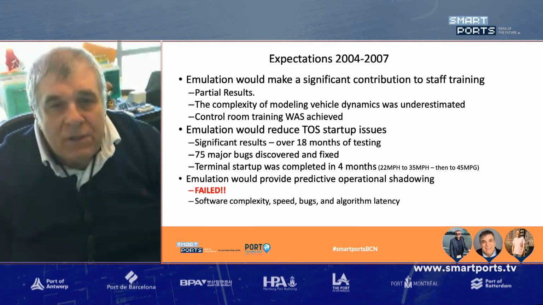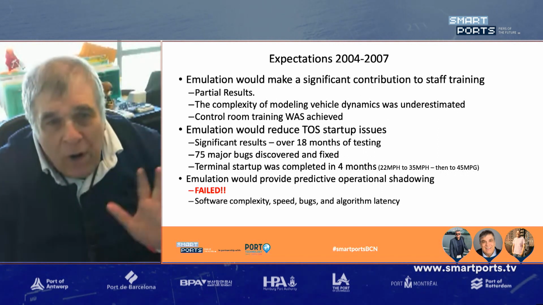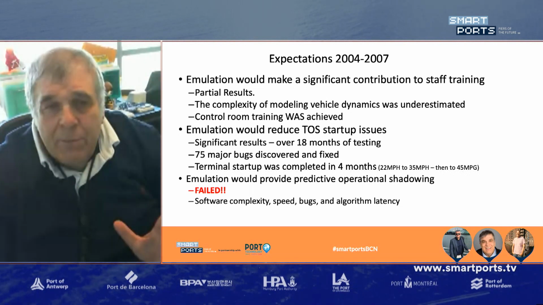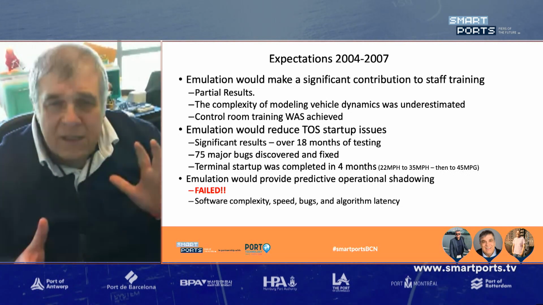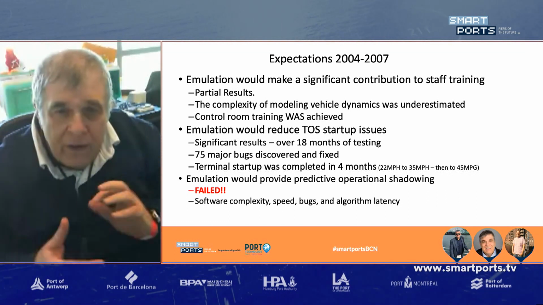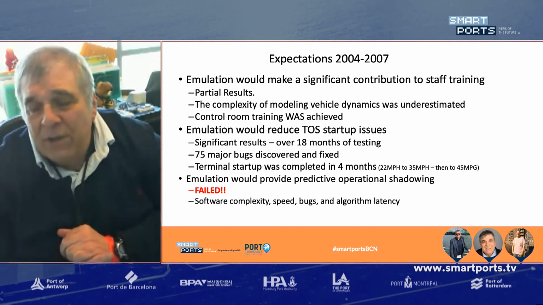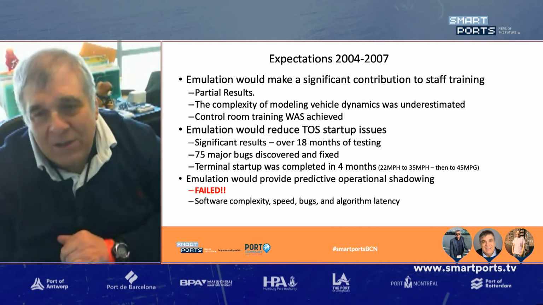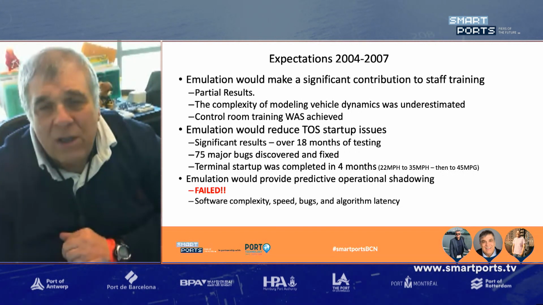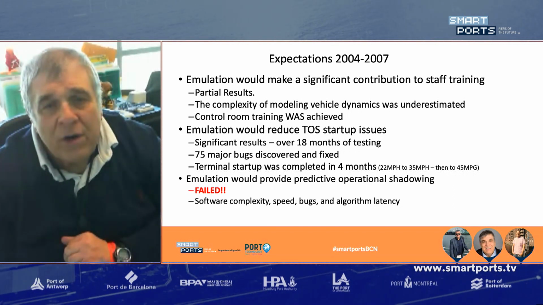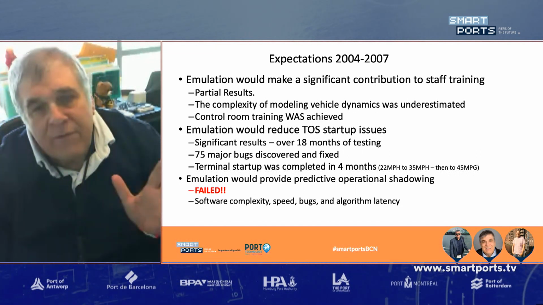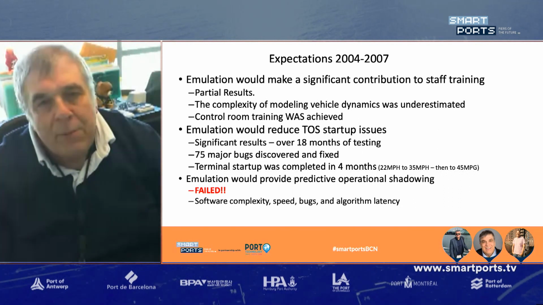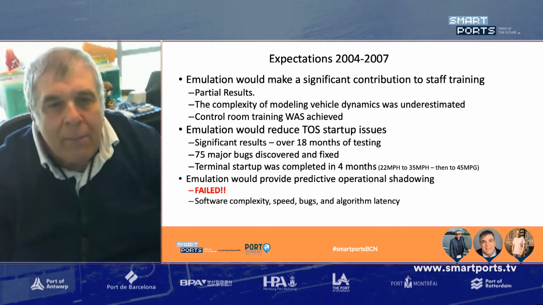So what happened in 2004 to 2007? What were our expectations? That we would make a significant contribution to staff training. We did partially. The model of testing vehicles and driving vehicles was drastically underestimated. Remember, this was in 2007 now, and we didn't have Xbox, and we didn't have virtual reality goggles and all this kind of stuff. And so some of that in the early days just didn't match up to what we needed to have in order to make this effective. We did, however, achieve a very good level of control room training so we could simulate what was happening and put people in scenarios that would allow them to react properly.